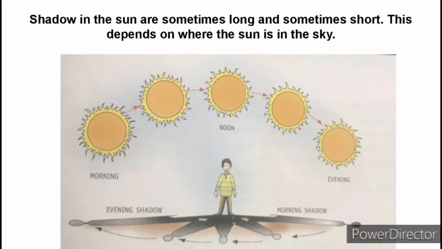Children, did you notice that the shadows in the sun are sometimes long and sometimes short? Have you seen this? This depends on where the sun is in the sky. During morning and evening time we get longer shadow, and during the midday we get the shortest shadow.